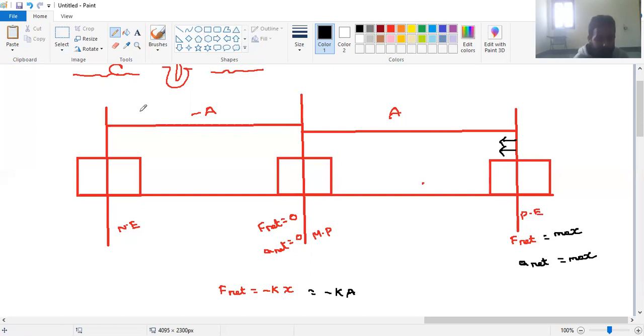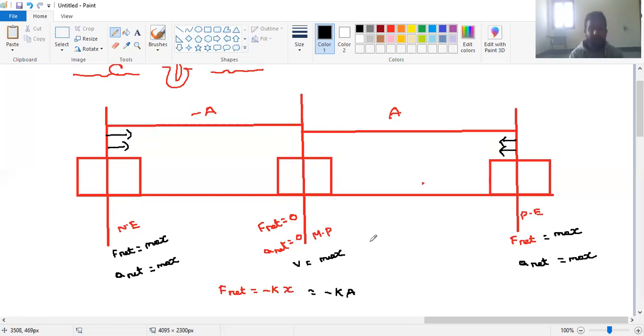And at the negative extreme also, it will again be maximum, but it will act in this direction. a net and F net are acting in this direction. So here again F net is maximum, and a net is again maximum. But at the mean position, velocity is maximum.